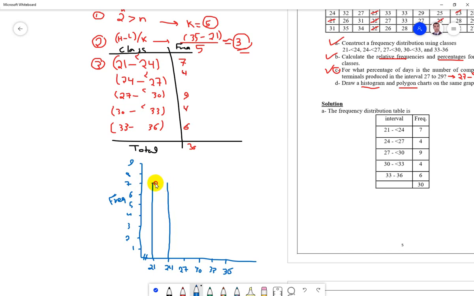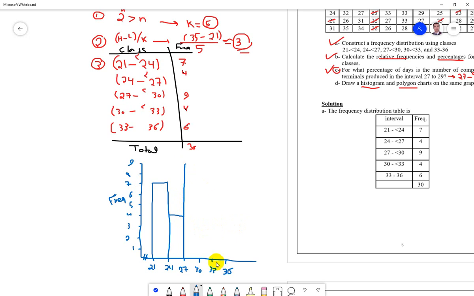Okay. So that's for 7. That is the first class. The second class, 4. There is no gap between the bars. So the second class is almost value 4. Third, 9. That's the highest frequency.